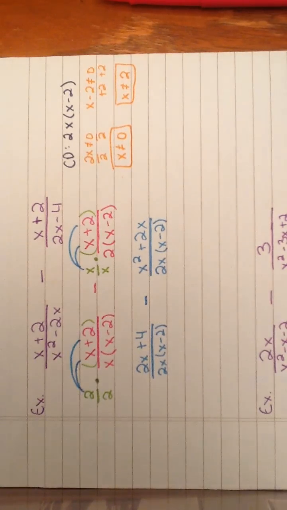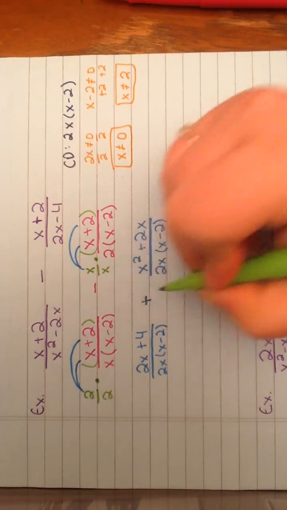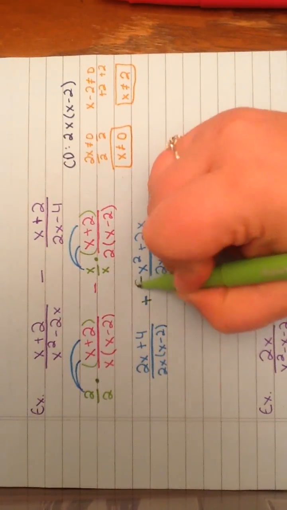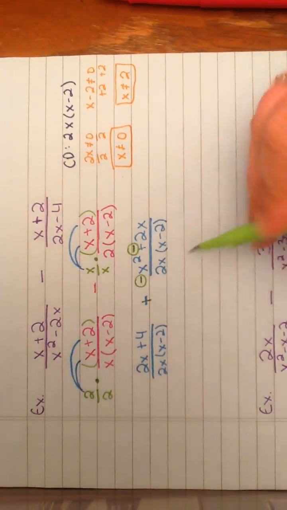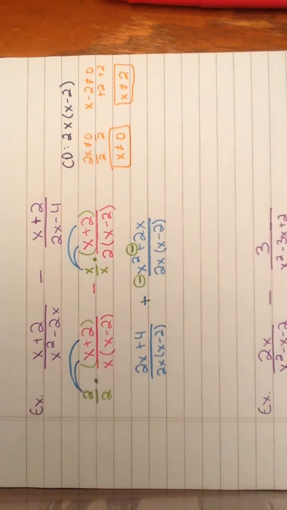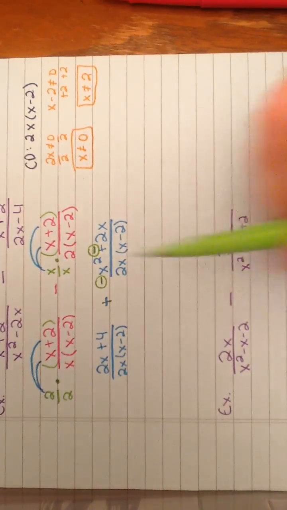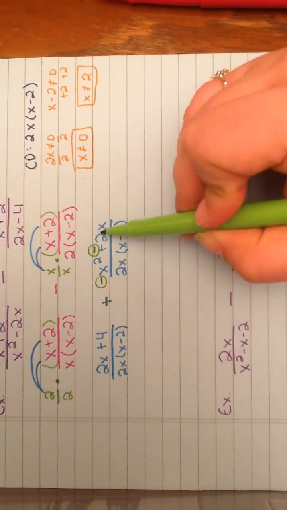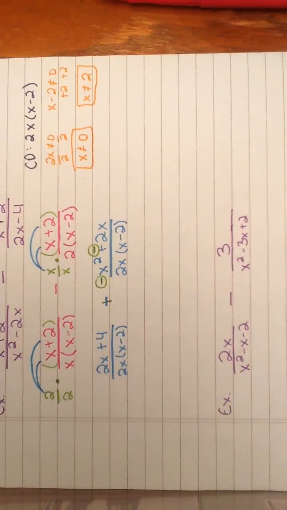Now since this is subtraction, I cannot subtract how this stands. I need to change this to addition, and then hopefully you know that that changes the signs of all terms that come after the subtraction sign. So now all of the terms in the numerator that come after the subtraction sign change.